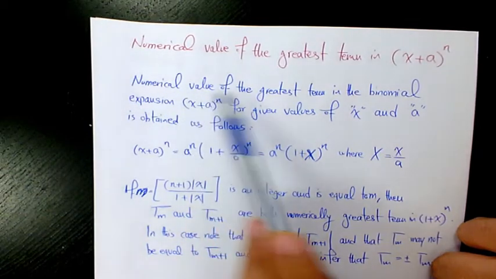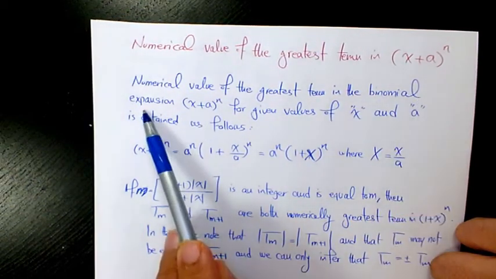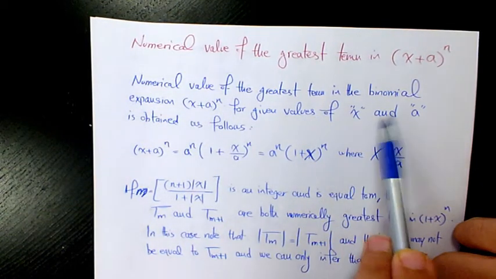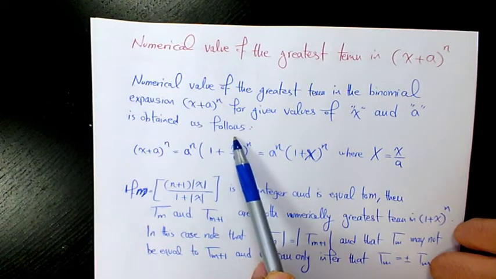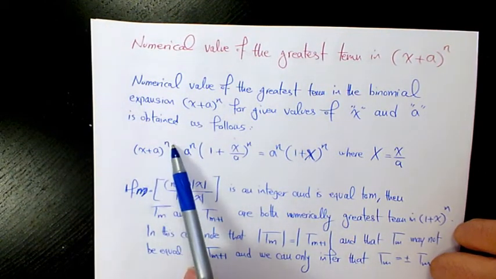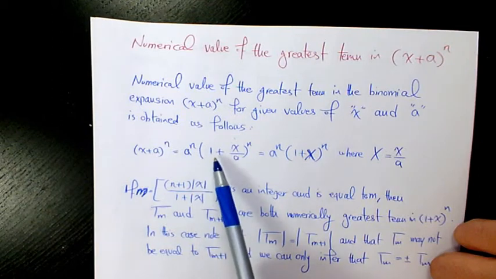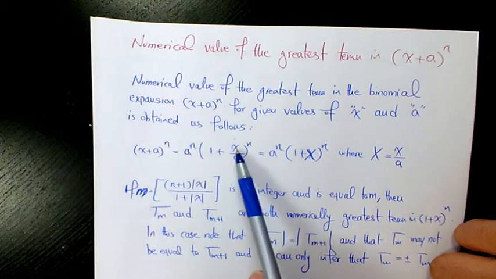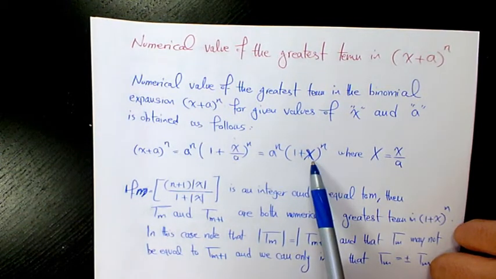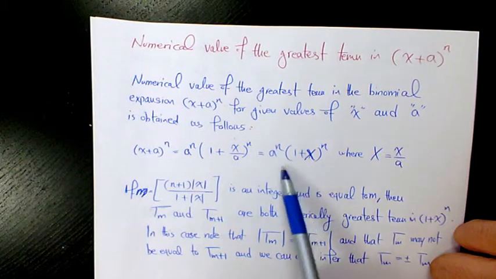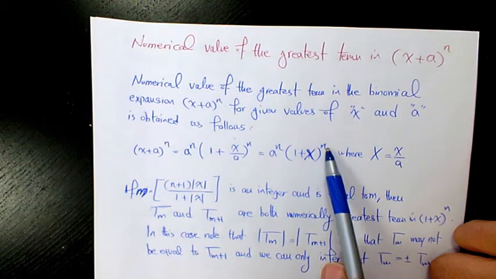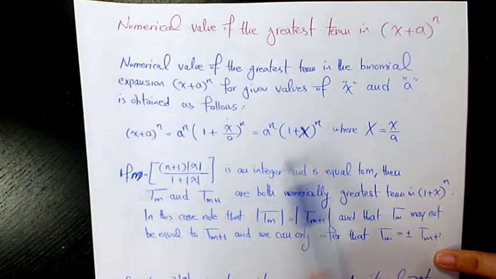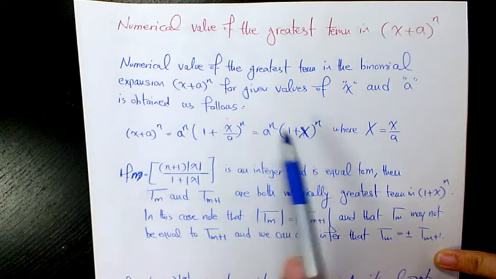The numerical value of the greatest term in the binomial expansion of (x + a)^n for given values of x and a is obtained as follows. When we have (x + a)^n, we can take a^n out and have it as a^n times (1 + x/a)^n, and then we change x over a to capital X. So a^n times (1 + X)^n, where capital X is x over a. Now you find X, you have n.